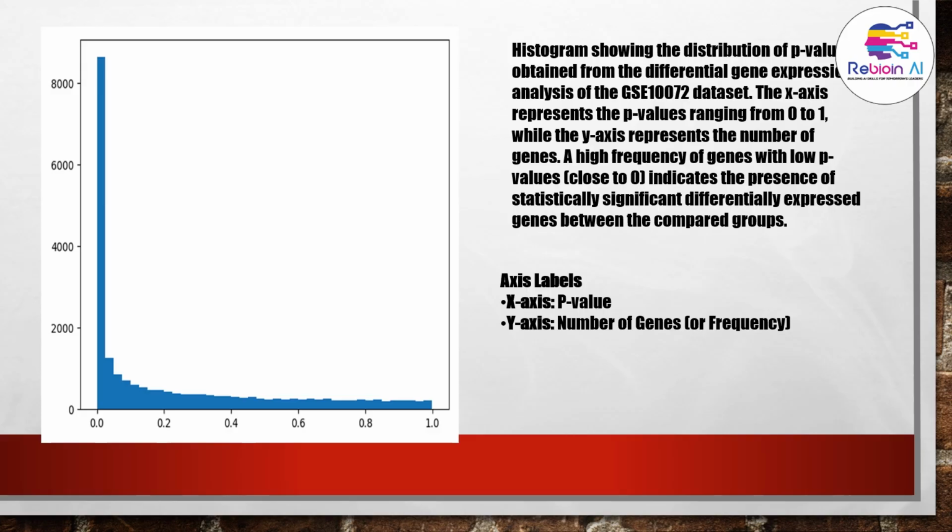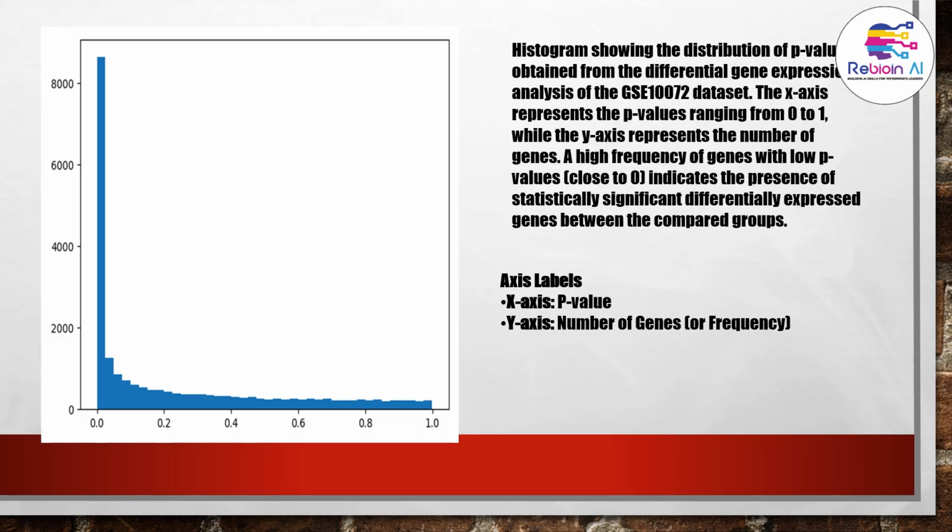This slide shows the histogram of the p-values obtained from the differential gene expression analysis. The x-axis represents the p-values ranging from 0 to 1, while the y-axis represents the number of genes. As we can see, most genes are concentrated near a p-value close to 0, indicating that many genes show statistically significant differences in expression between the cancer and normal tissue.